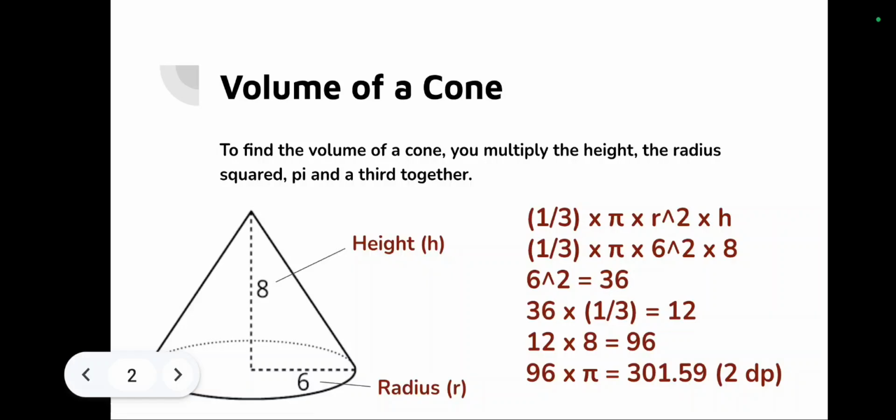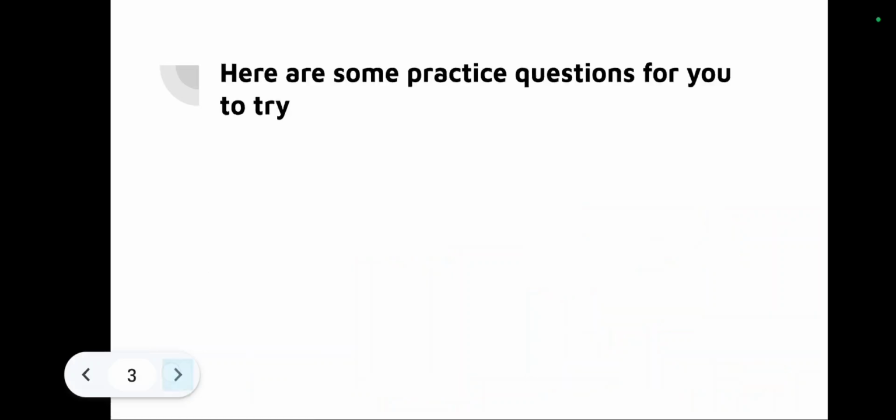So we put our radius and our height into the equation. 6 squared is 36, and 36 times a third is 12. Then we multiply the 12 by the height to get 96, and we finally multiply the 96 by pi to get 301.59, and we've rounded our answer to 2 decimal places.